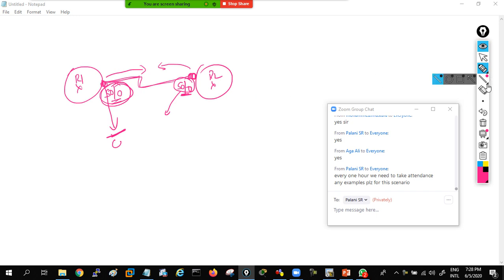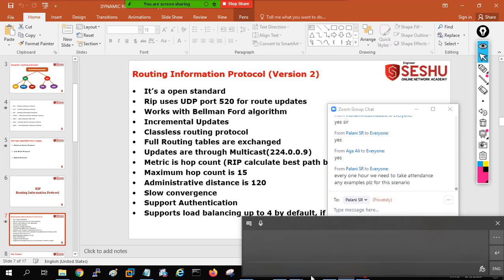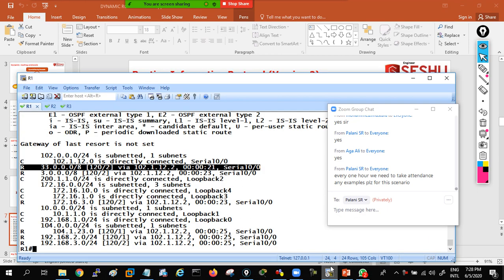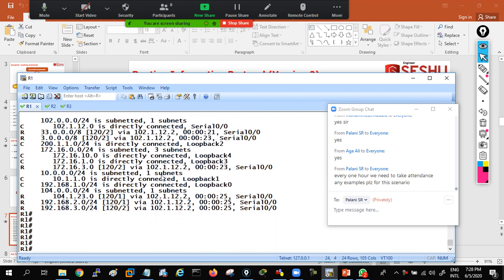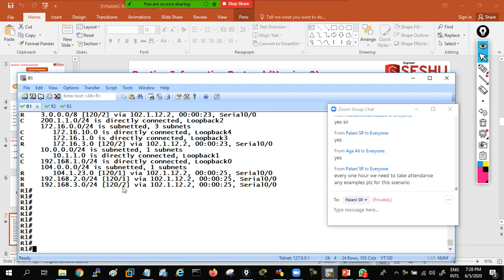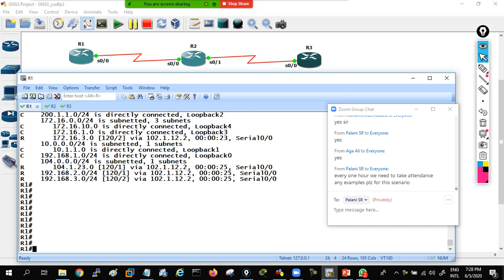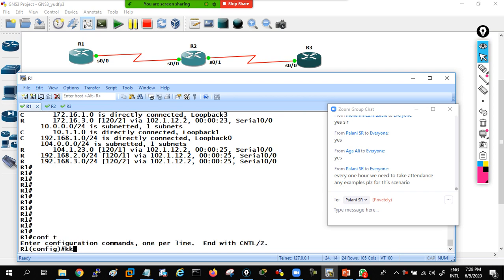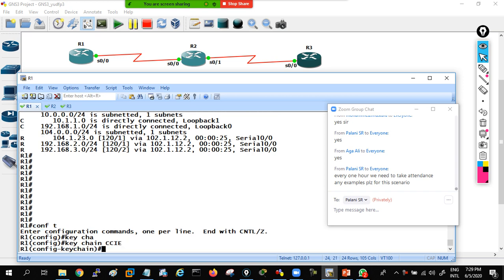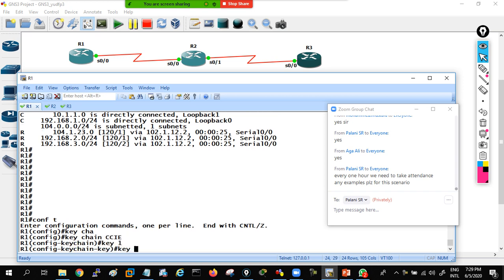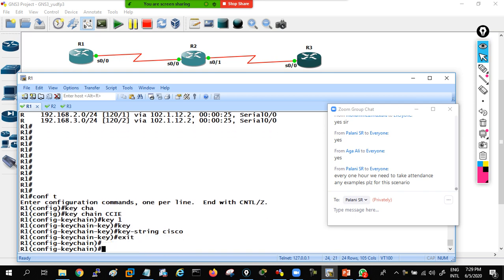Let's see here. I just want to show you. Okay, I'm going to create the keychain. Let's go and see it in router 1. I'm going to enable the authentication between the two links. Right now, as per my topology, router 1 serial 0/0. Okay, let's configure it. Keychain is CCIE. Key ID is 1, then key string is Cisco. There you go. Okay, guys, I configured that.